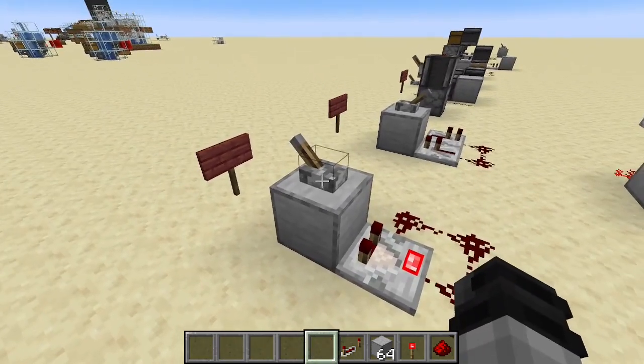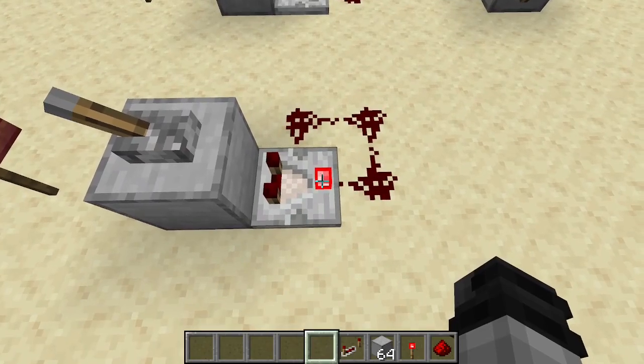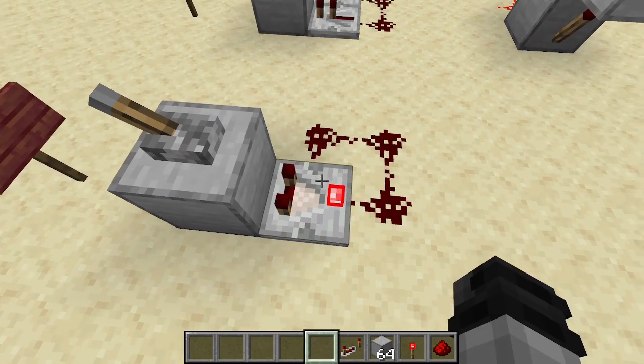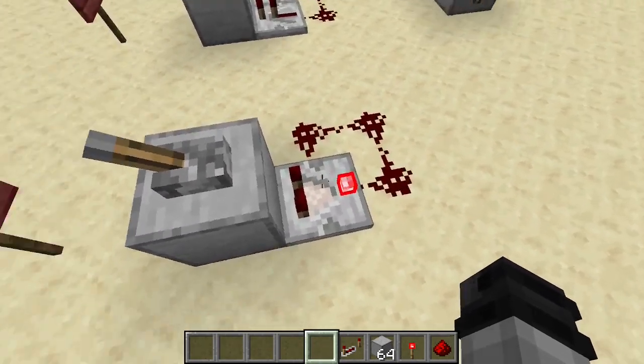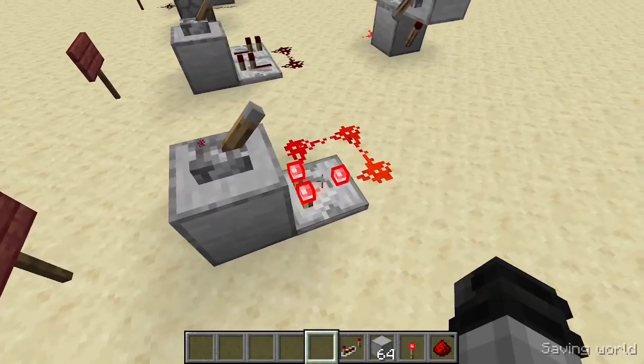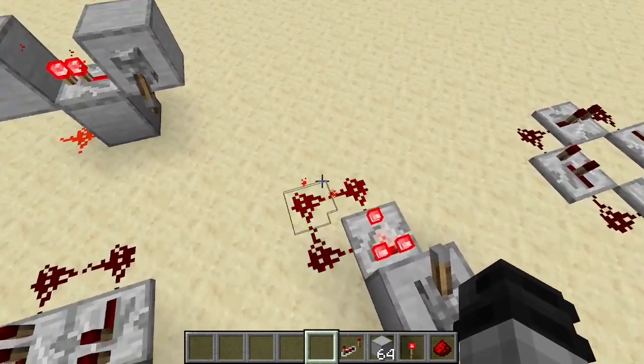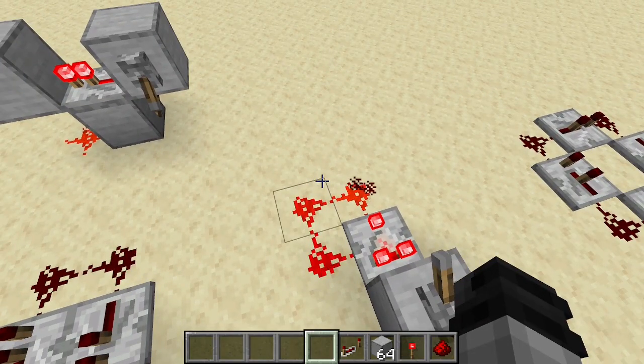What we got here is a lever on top of a block with a comparator coming out, and we have it in subtract mode. So if you don't know, you can right click on the comparator. It'll turn on the little torch here. And what you do, you just flick it on here. And now we have a continuous pulse coming out of it. And this is great if you just need a rapid fire pulse.